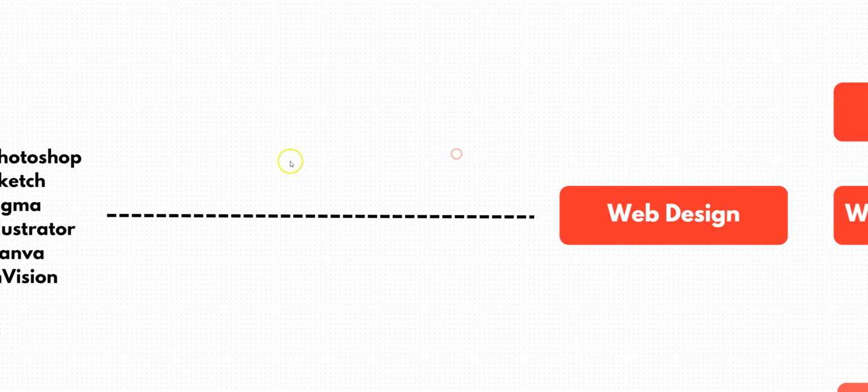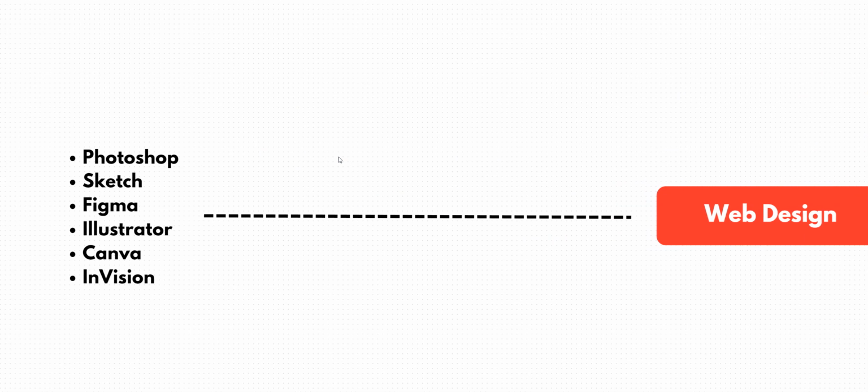So web designing is nothing but you create your wireframes or your page, how your website looks, and how your company logo looks. It can be for yourself or it can be for your client. So these are the tools available in the market for web designing: Photoshop, Sketch, Figma, Illustrator, Canva, or InVision. Using these tools, you can design your mobile screens or laptop screens or tablet screens.